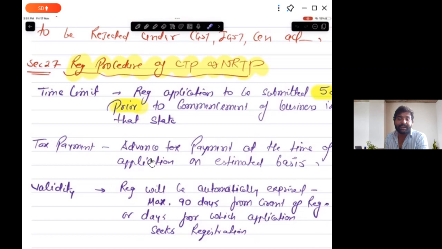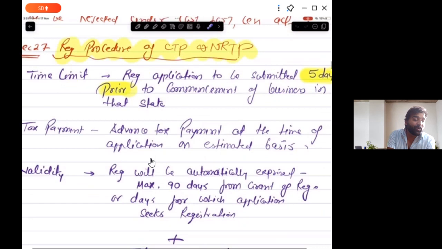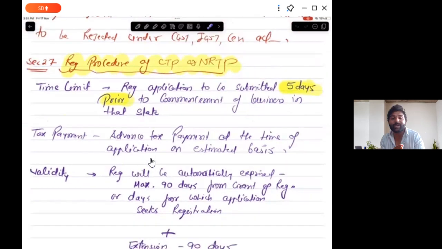And of course, it is completely different from a normal taxpayer. A normal taxpayer gets 30 days to apply. You know how many days a CTP gets to apply after being liable? It's completely opposite. They need to apply 5 days prior to becoming liable.